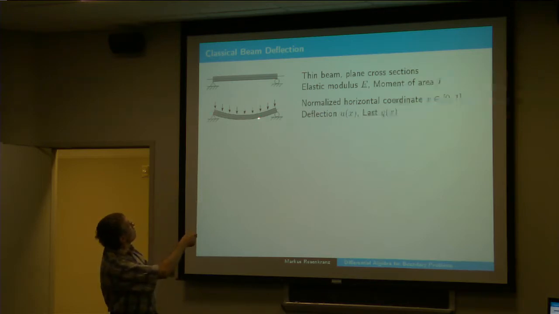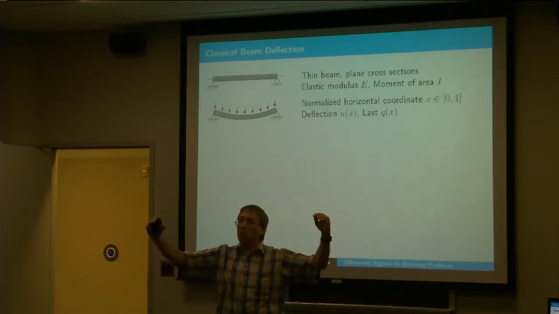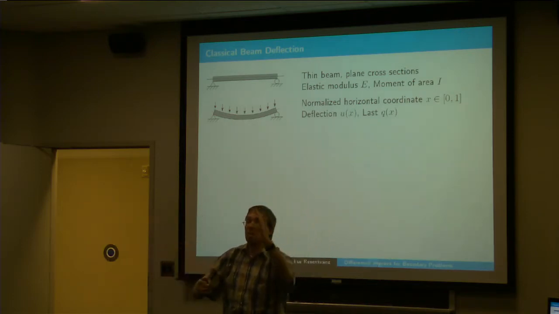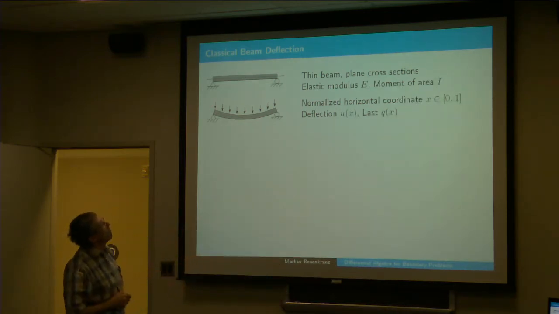The neutral line is this line connecting all the centroid points of the cross-sections in the undeflected beam, and when it's deflected then it should still be always orthogonal to this neutral line. So that's the second assumption.